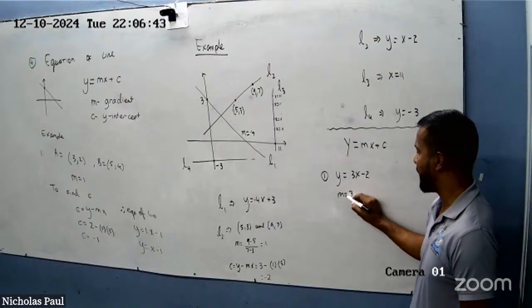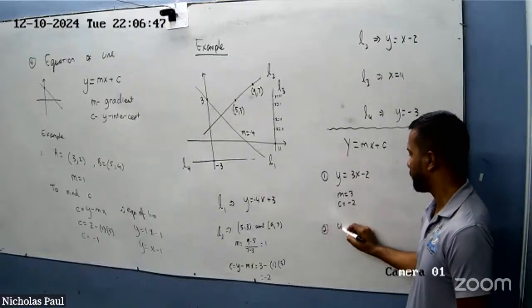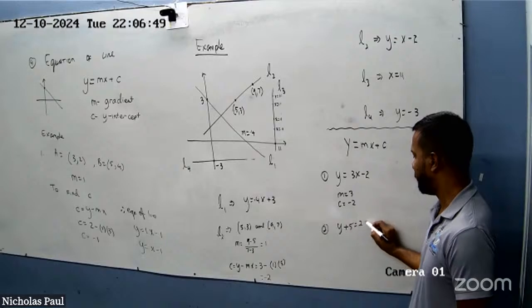M is 3 and... what about here? What's M and C?